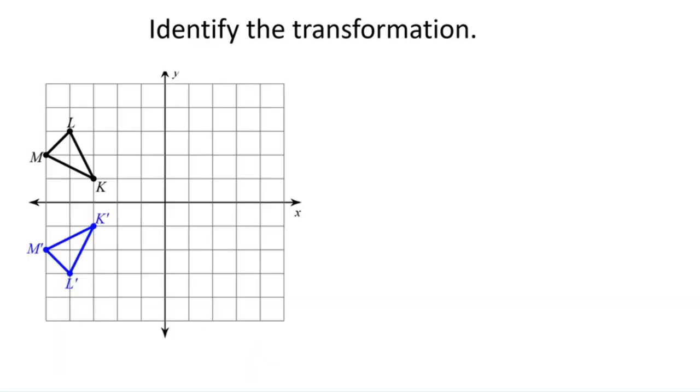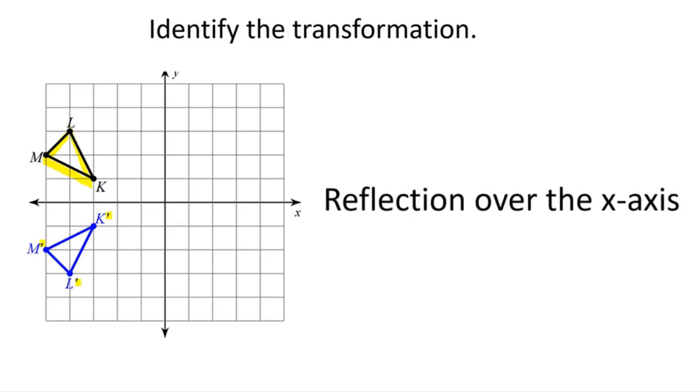Okay, in this shape, this is our pre-image because it does not have prime marks. Our new image is down here in quadrant 3 with the prime marks. Notice that our triangle is upside down, but everything's in the same distance from the axis. So we would say this is a reflection over the x-axis because we flipped over our horizontal axis.